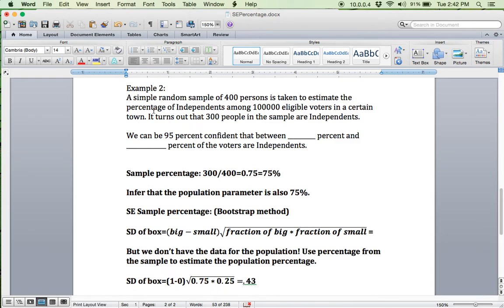Say we do another simple random sample of 400 persons, and this time from a group of 100,000 voters in a certain town, and say that we want to know how many of those people are independents.